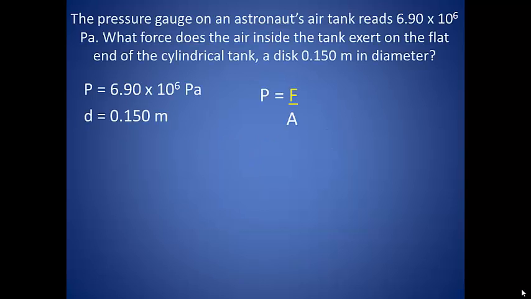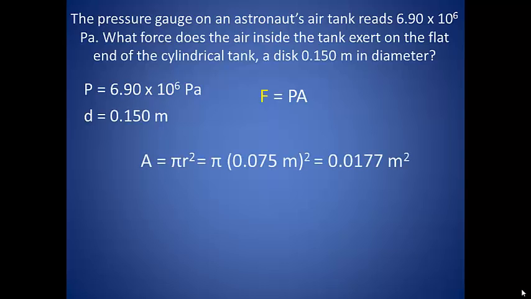So suppose the pressure gauge on an astronaut's tank reads 6.90 times 10 to the 6th pascals. What force does the air inside the tank exert on the flat end of the cylinder tank, a disc 0.150 meters in diameter? Since pressure is force over a certain area, we can rearrange our pressure formula to solve for the force. Now the area of a circle is found by multiplying the radius squared by pi. So we take half of our diameter, square that, and multiply by pi to find 0.0177 square meters.